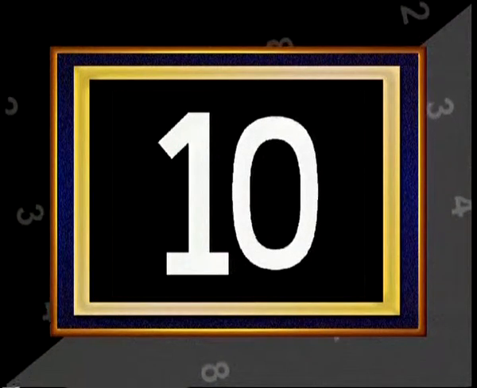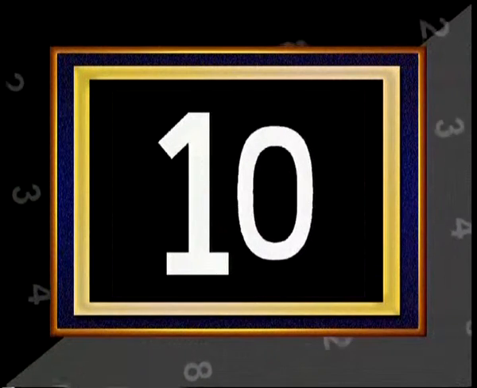Okay, now let's see how to write number 10. First we write the number 1 and then we write the number 0. This is how we write the number 10. Kids, let's write it again. We write the number 1 and then 0. Kids, isn't it easy to write the number 10?